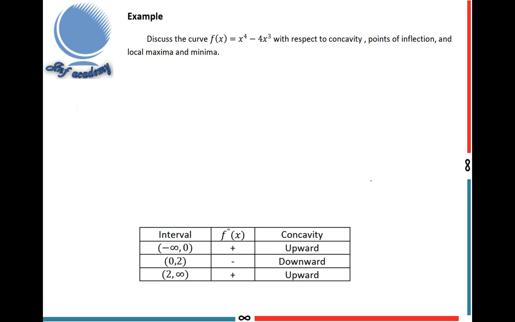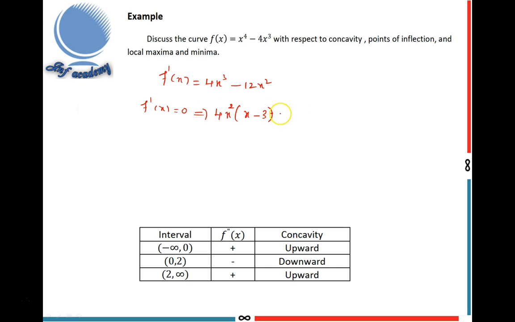First, the curve is f of x equal to x power 4 minus 4x cube. So first I find the critical points. f dash of x equal to 4x cube minus 12x square. I solve the equation f dash of x equal to 0. This gives 4x square common, so x minus 3.